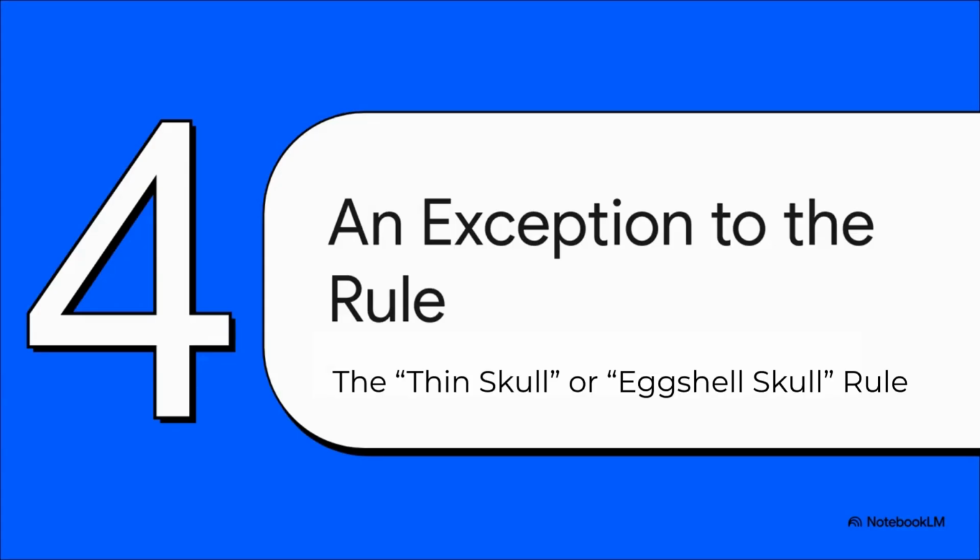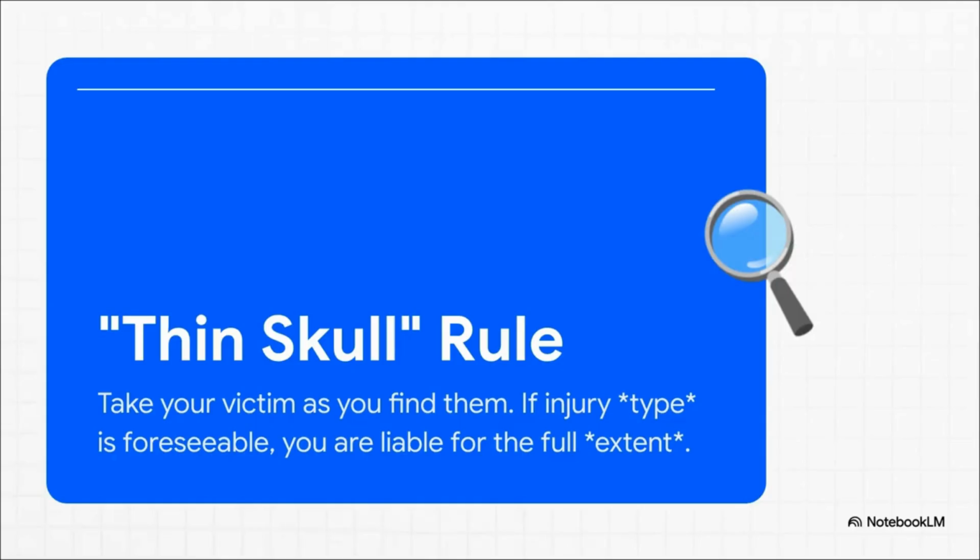But of course, it's never that simple, is it? Just when you think you've got the foreseeability rule down, the law throws in a really fascinating exception. Let's get into the thin skull rule. What this means is that the defendant has to take their victim as they find them.